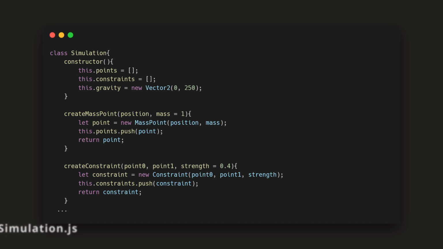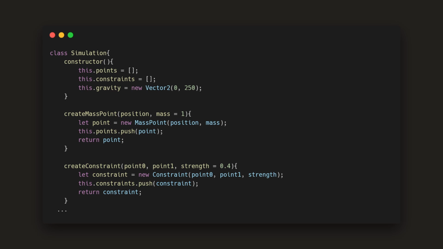Instead of manually pushing two arrays, we add some methods to help us. First, we have a create mass point and create constraint method. Those create the object and add it to the right list, and then they will return the actual point or constraint so we can use this. This is just a little bit of a cleanup and it makes things a bit easier.